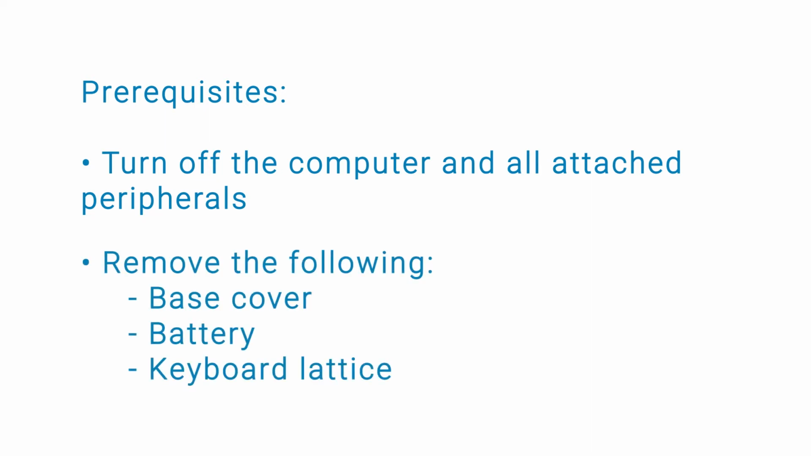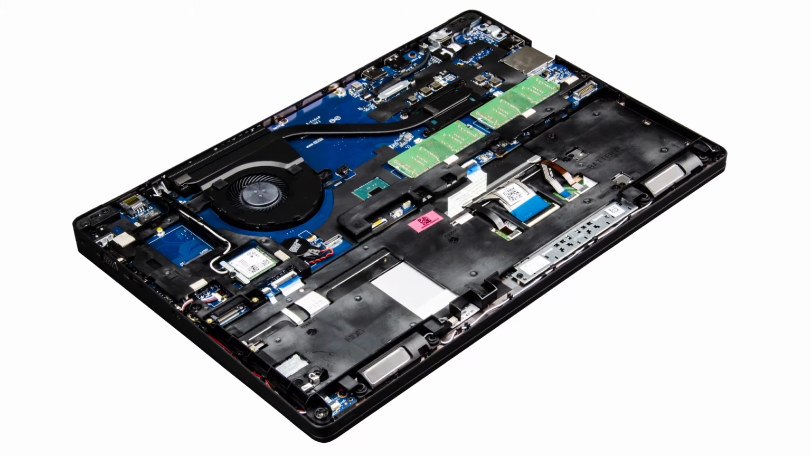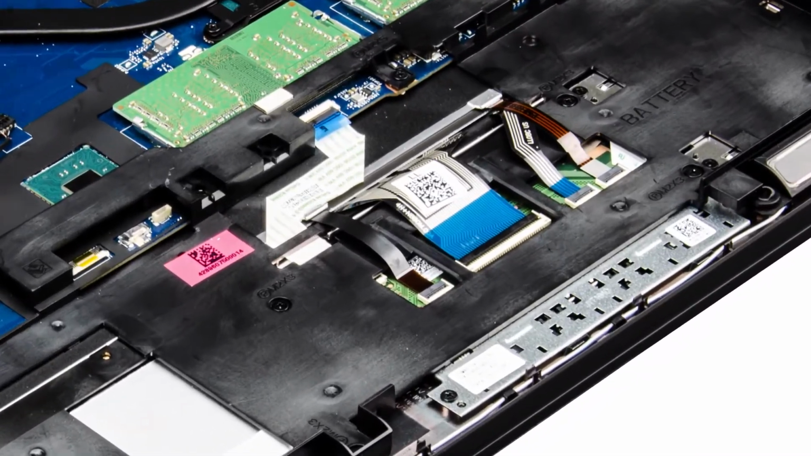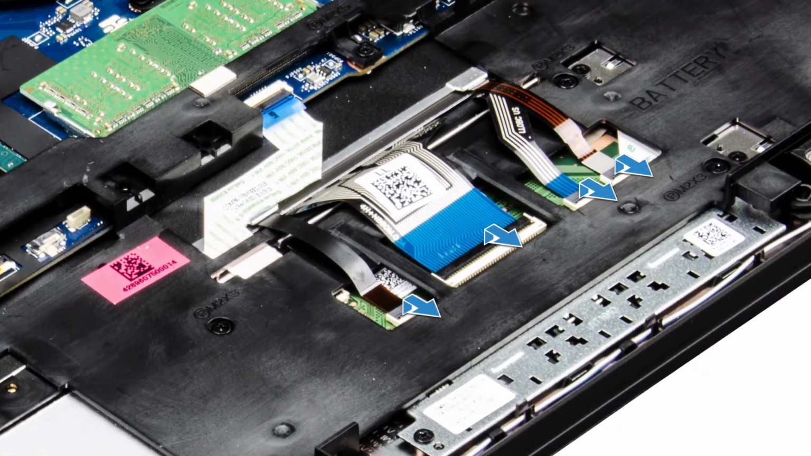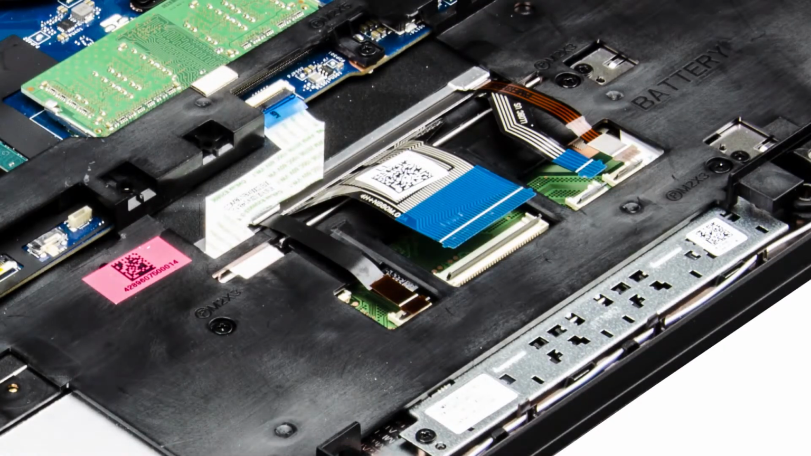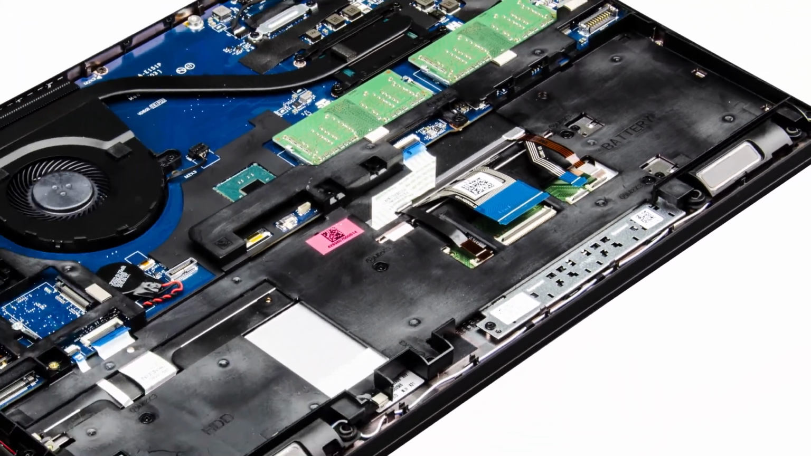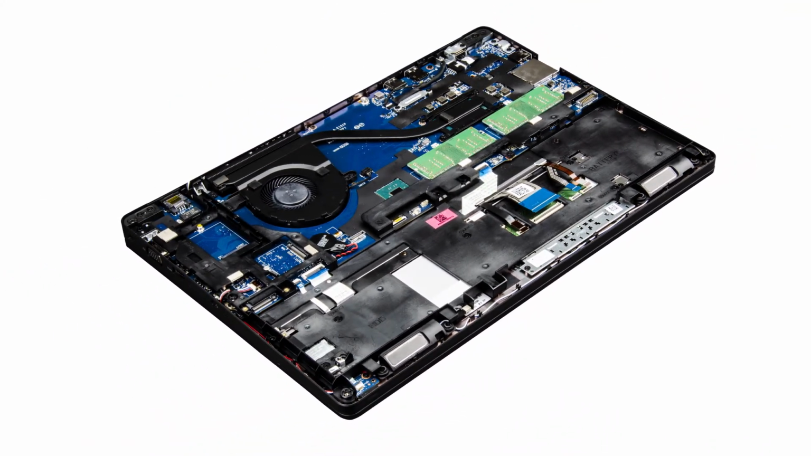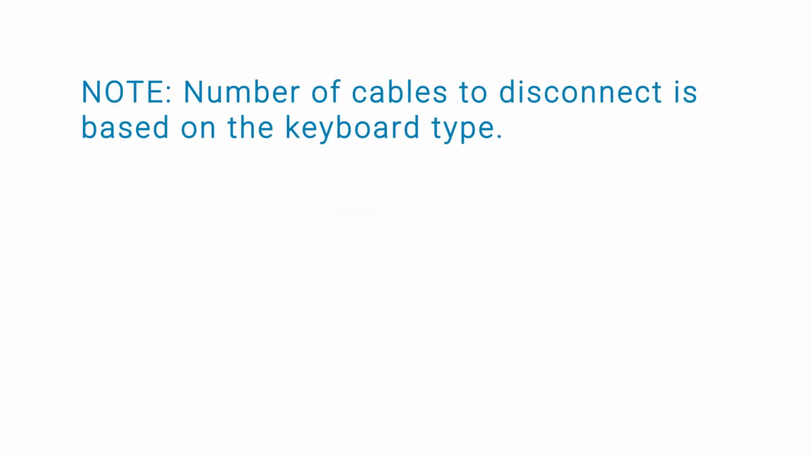Now, remove the base cover, battery, and keyboard lattice. Now let's remove the keyboard. Lift the latch and disconnect the keyboard cable from the connector on the system. Now, lift the latch and disconnect the keyboard backlight cable from the connector on the system. Note, the number of cables to disconnect is based on the keyboard type.